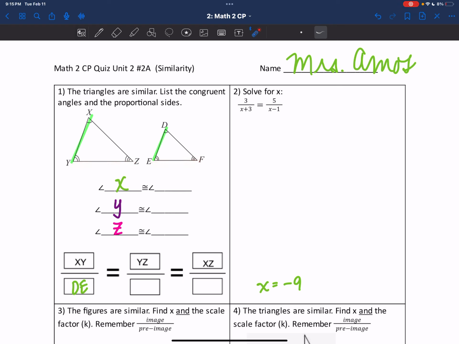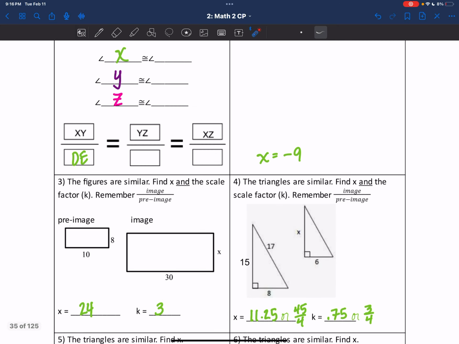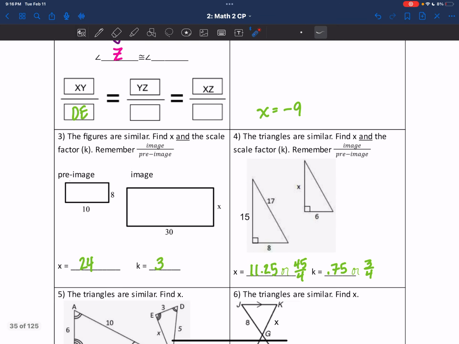And then for number 2, cross multiply, and your answer should be -9 if you did this correctly. Number 3, scale factor or K. So K, this is your scale factor. Just remember, new over original. Or this would be like A prime, and that's A. Okay, so set up your fraction, and then these are the correct answers. X is 24, and the scale factor is 3.